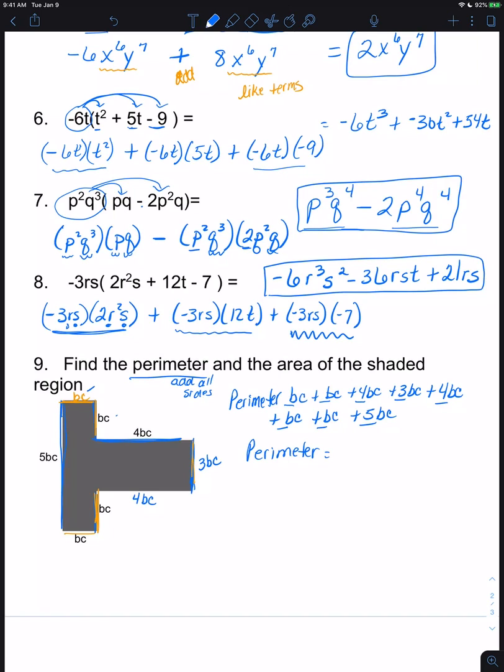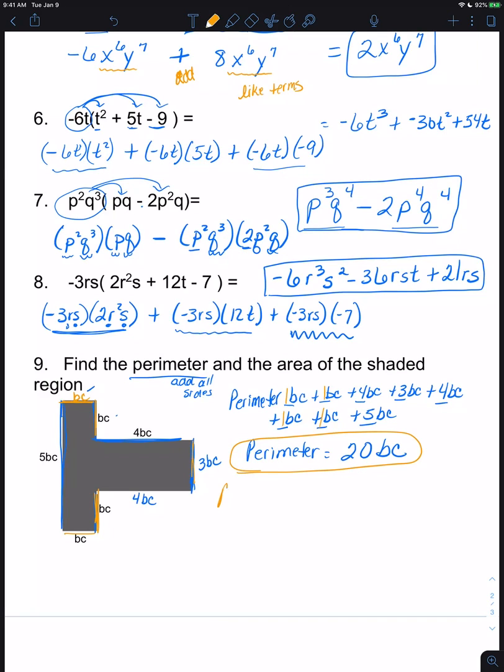what do I get here? 20 BC. And so remember, if that BC is listed by itself, there's an imaginary 1 in front of all of those. Just trying to check my addition here. So 20 BC. So there's your perimeter.